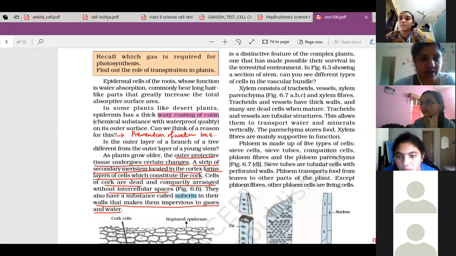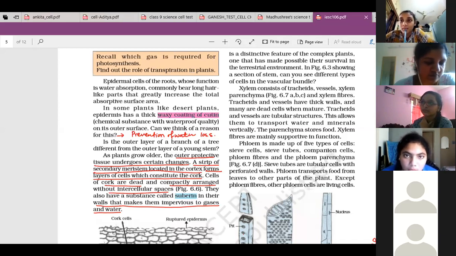So phloem transports products of photosynthesis. Whatever is produced in photosynthesis is transmitted with the help of phloem. Phloem's main function is the movement of water-soluble components, food actually, food movement. It is also made up of 4 different types of cells.